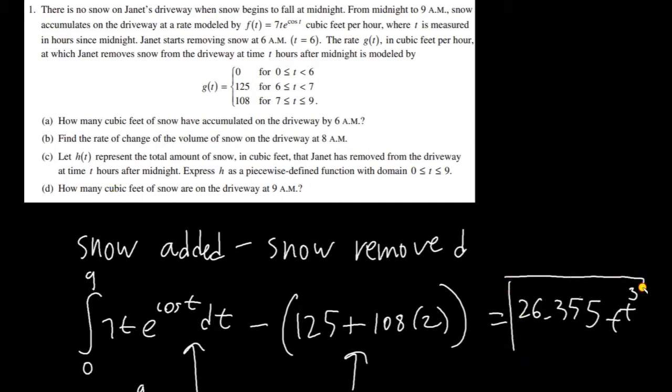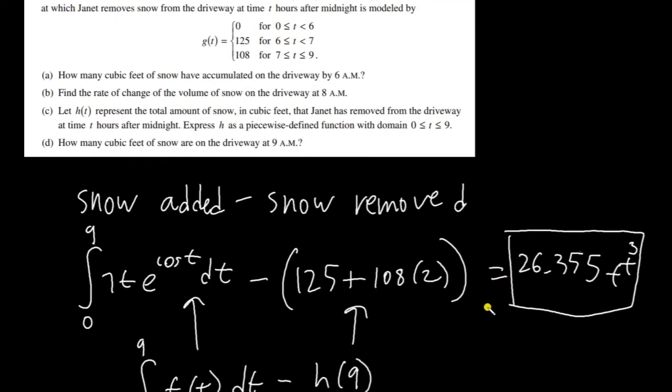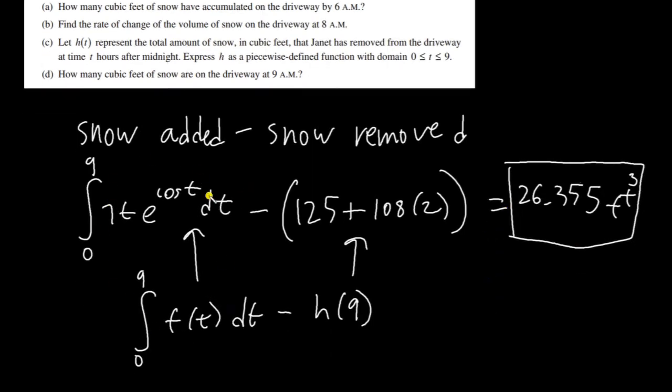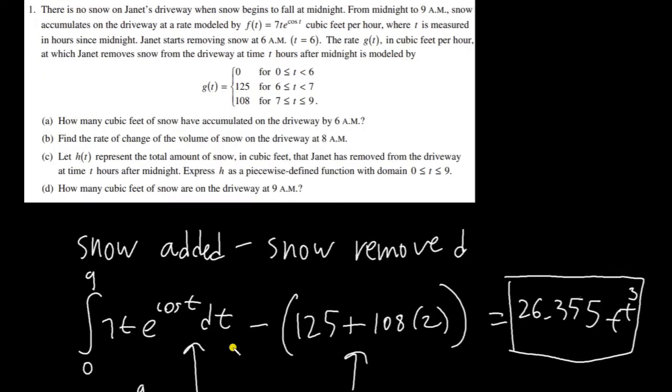Okay, so that is the conclusion to part D. This was a 3-point question. 1 point for this part, the f of t part. Another point for this part, the h of t part. And then the 3rd point for the final correct answer. That concludes the first question.